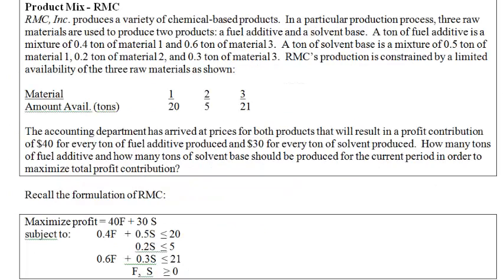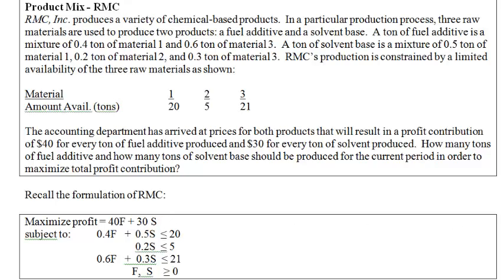In the RMC example, remember there were two products, fuel additive and solvent base. And the decision variables were F and S, meaning F was the tons of fuel additive to produce and S was the tons of solvent base to produce. We wanted to maximize the total profit from these two products. Shown here is a profit function 40F plus 30S, where 40 and 30 were the unit profits.